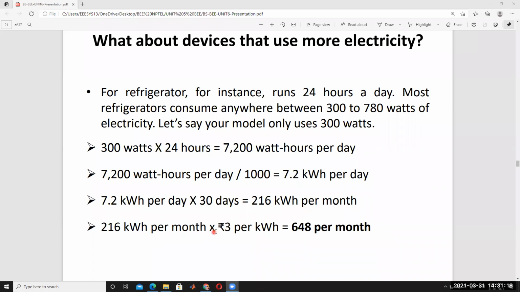Then rupees per kilowatt hour, generally 3 rupees per kilowatt hour. So 216 kilowatt hours per month into 3 gives 648 per month. We have to pay 648 rupees for the refrigerator. According to the device, the energy consumption is different, and the bill we pay is also different. For a TV, for example, if it operates 7 to 8 hours in a day, the bill will be different based on how long it operates.